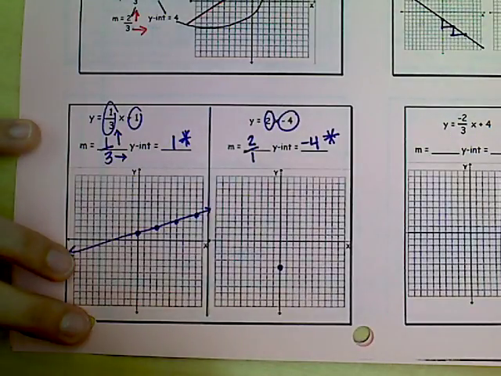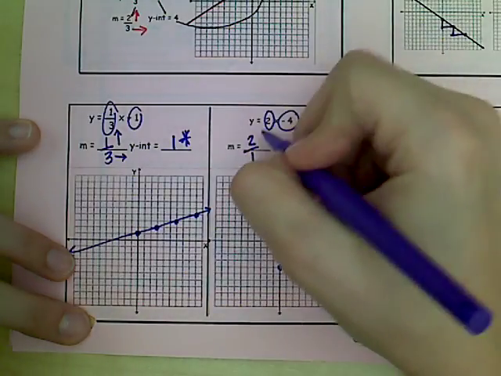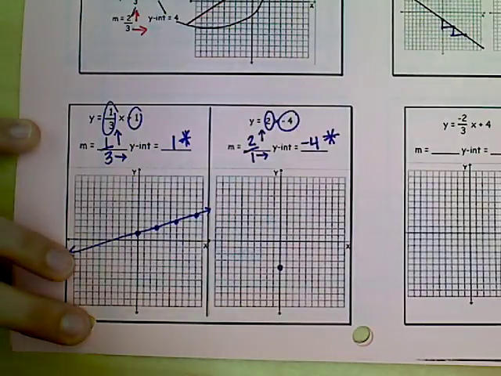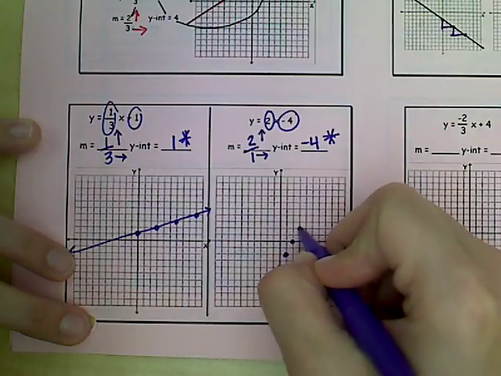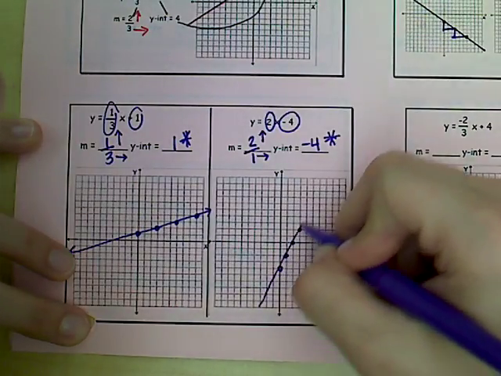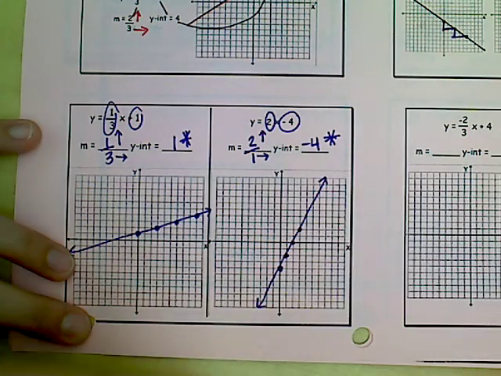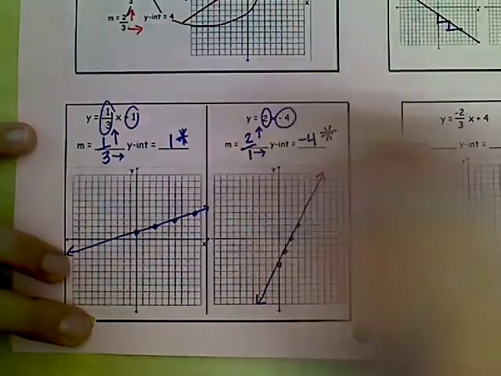Now it's a positive 2 over 1, so I'm going up 2, right 1. So up 2 over 1, up 2 over 1, up 2 over 1. We always say to put at least 3 points, but if you want to put more, you may do that. And that is it.